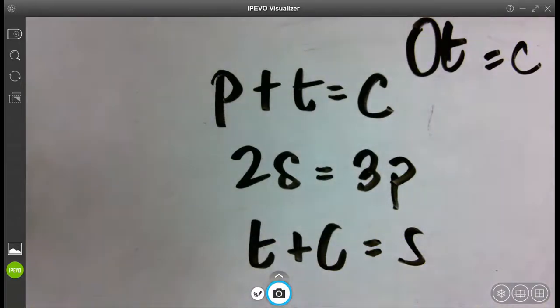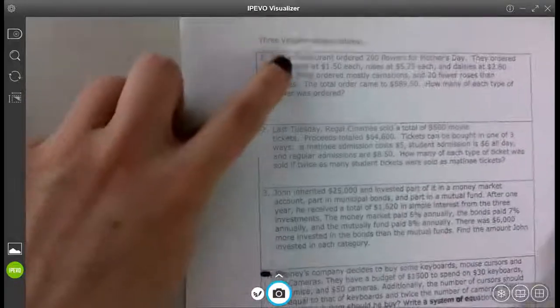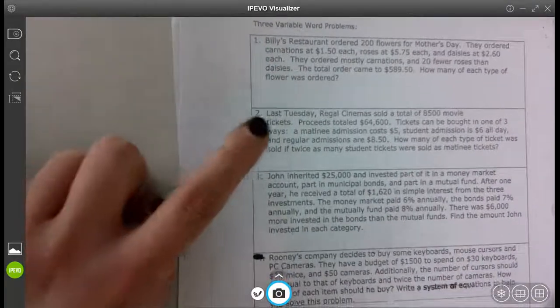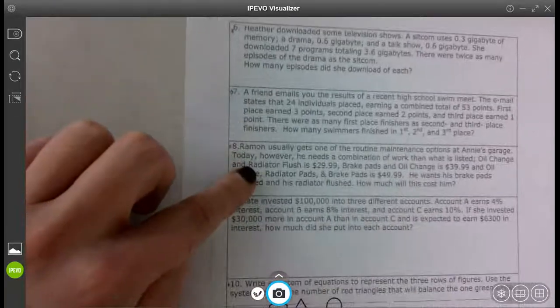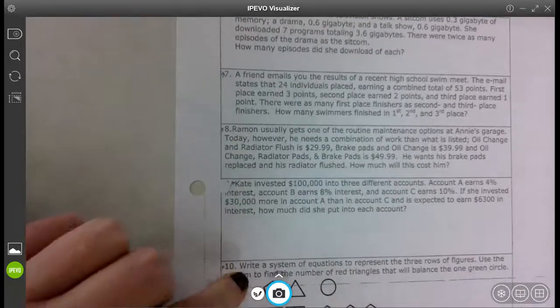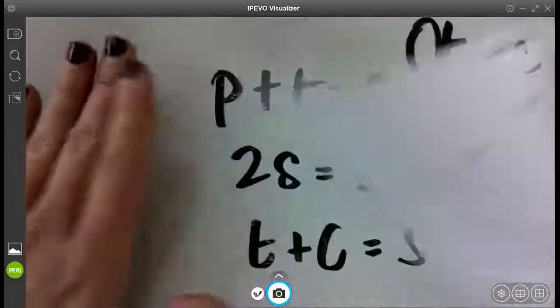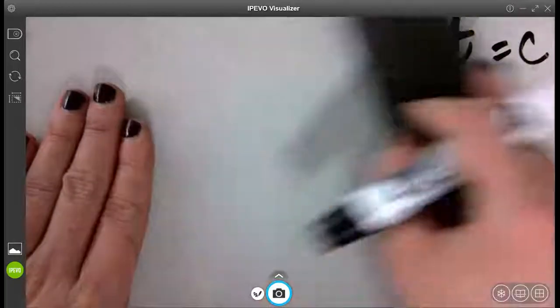So all the ones that I told you to do, I want you to do 1 through 3, 6, 8, and try 10. Okay. So today is just working with word problems. It's just all review, but now it's a little more challenging.